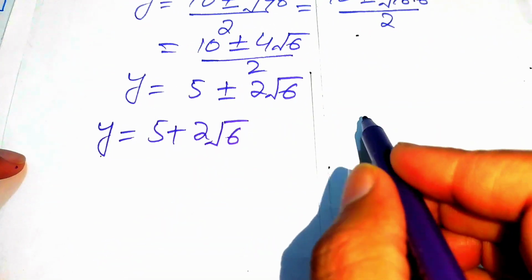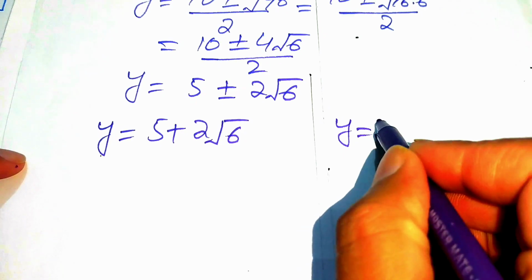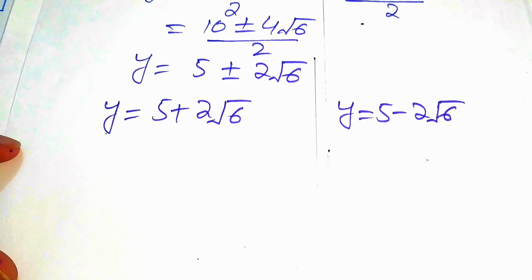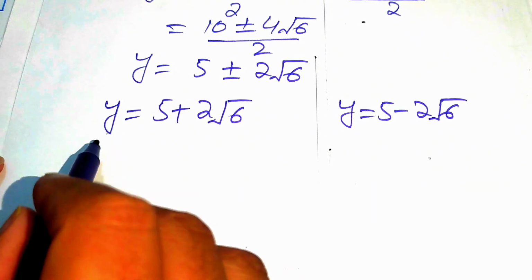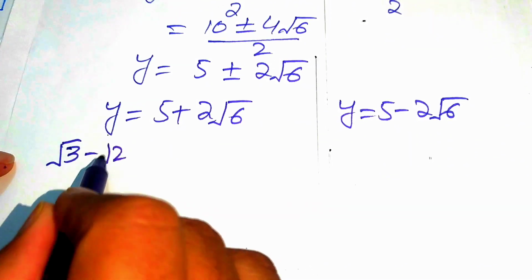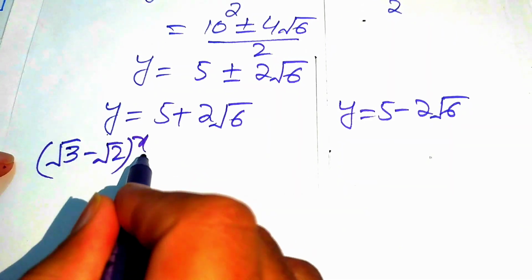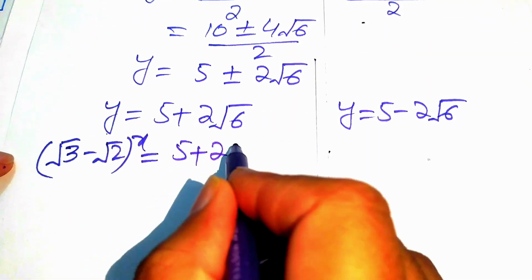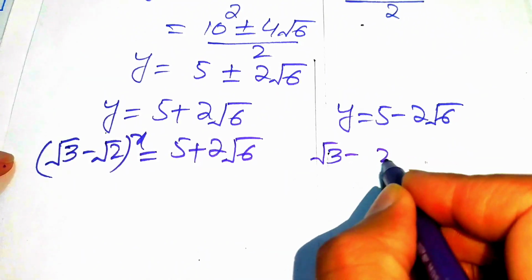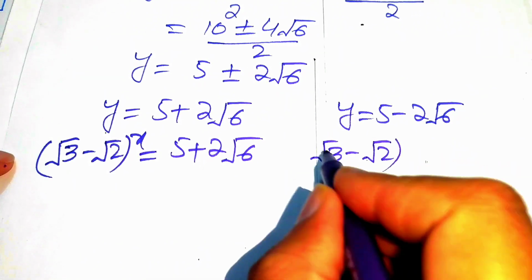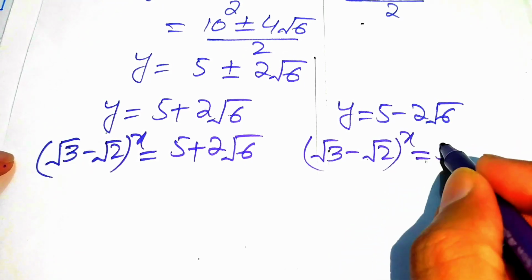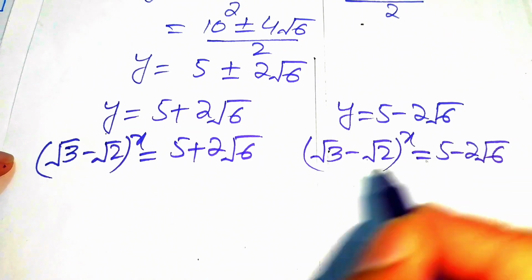and similarly the second case is we get 5 minus 2 times square root of 6. So here we back substitute the value of y. Our y equals square root of 3 minus square root of 2 and its whole power x equals 5 plus 2 times square root of 6. Similarly, in the other case we have square root of 3 minus square root of 2 and its whole power x equals 5 minus 2 times square root of 6.